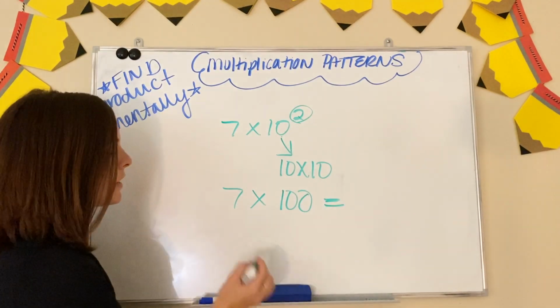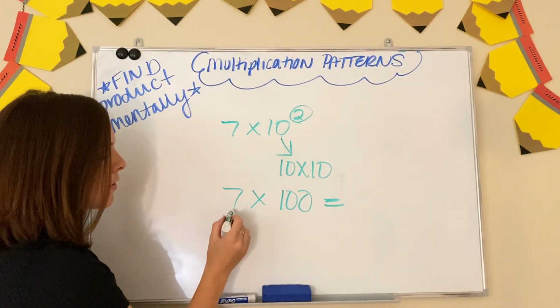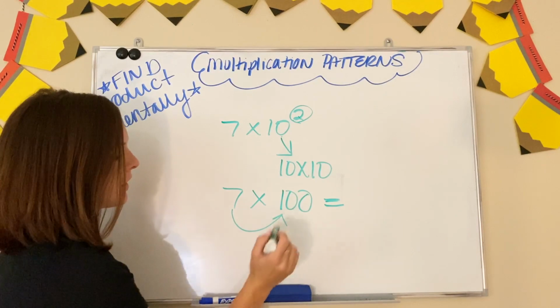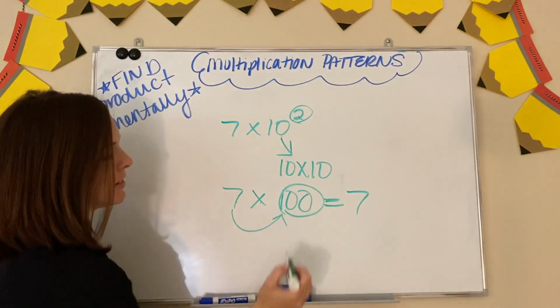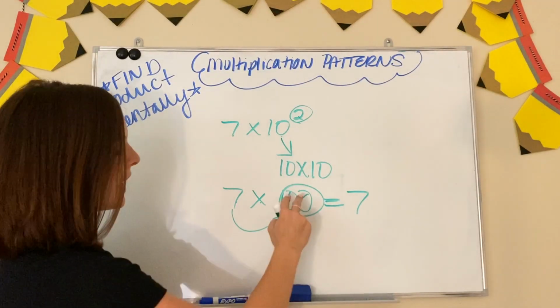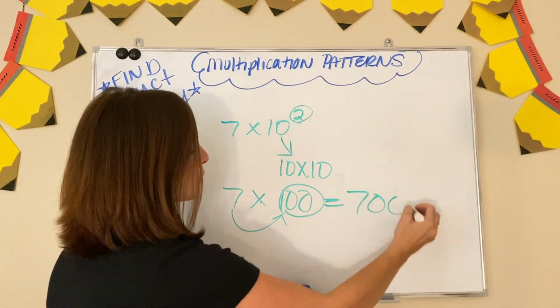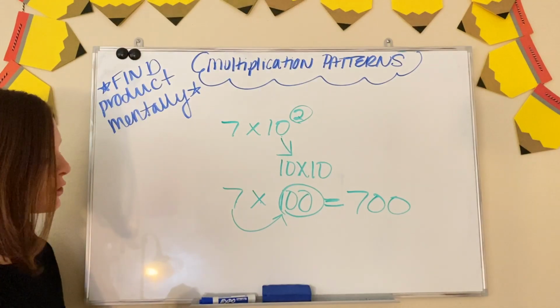Here's another trick. When you're multiplying this, take the 7 and the 1 and multiply that. 7 times 1 is 7, and then add how many zeros are attached to that power of 10. There are 2. So the answer would be 700. Let's do another one.